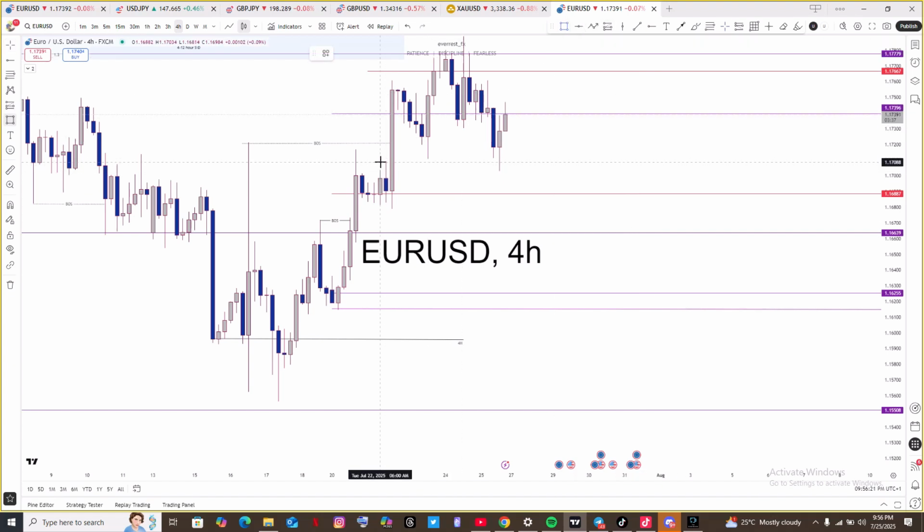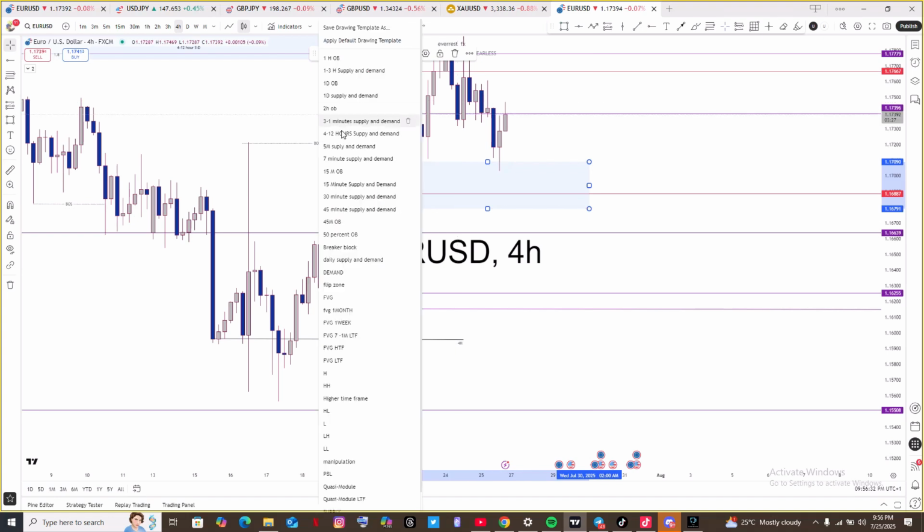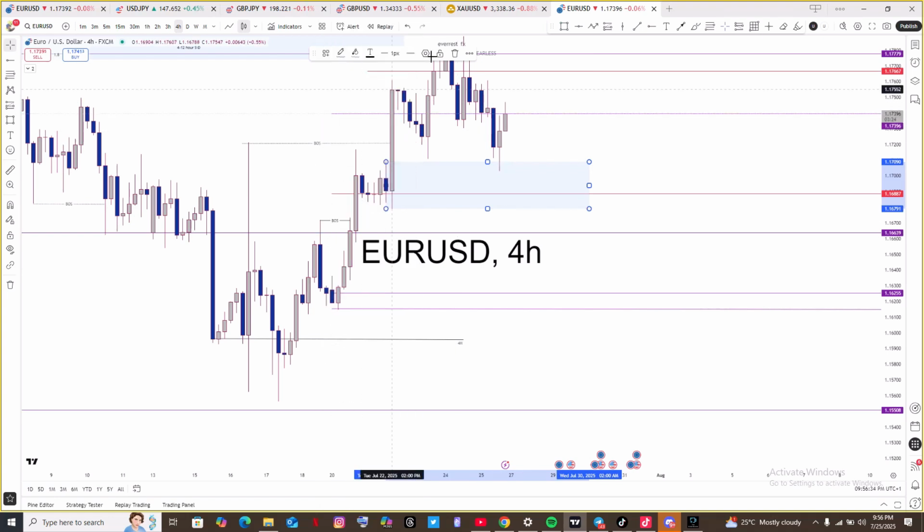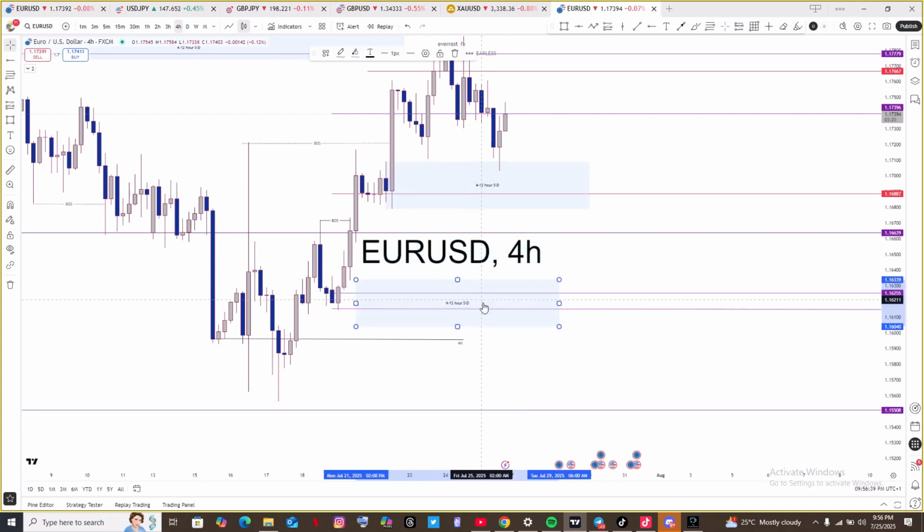Expecting price to come to this. Price is already reacting from this level. You can see price is reacting from this demand, and the next place I'm expecting price to come down to is this place.